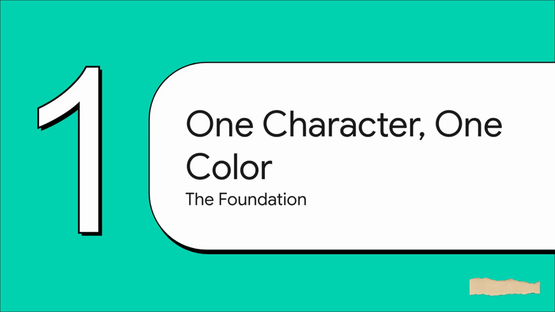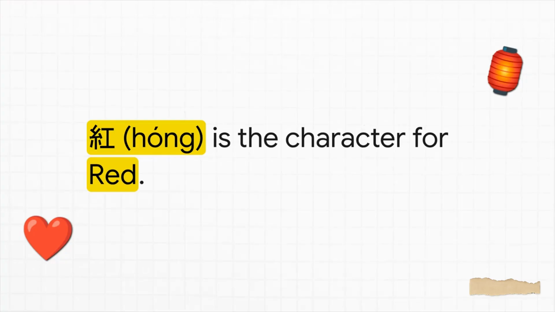All right, so before we can start building these incredible stories, we've got to lay the foundation. And that starts with the basic single characters for the core colors. Let's do a quick run through of the big five. First up, we've got hóng. This one's for red. Super important color in Chinese culture, by the way. It's all about luck and happiness.